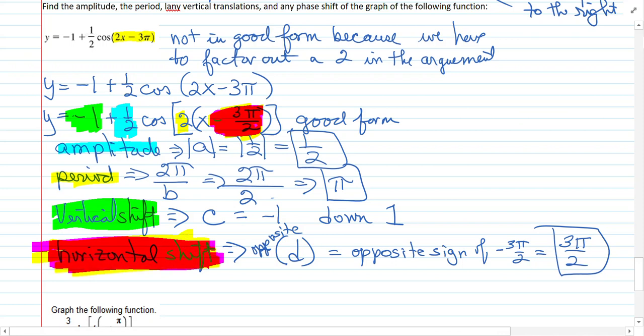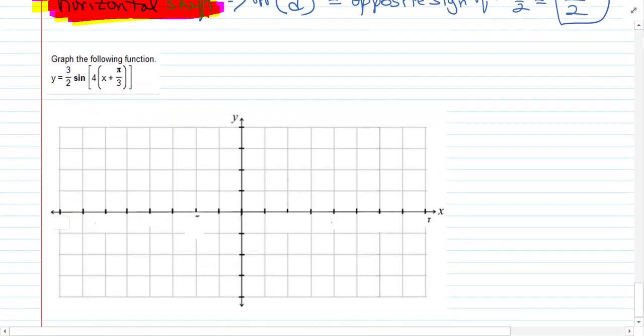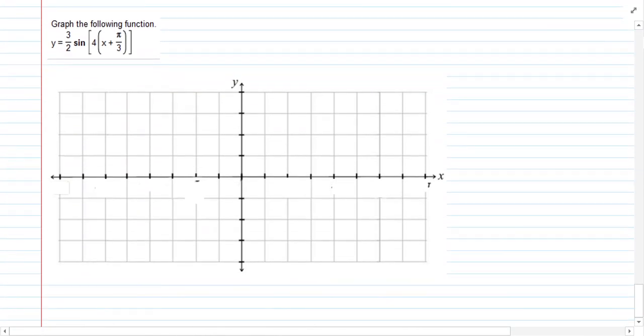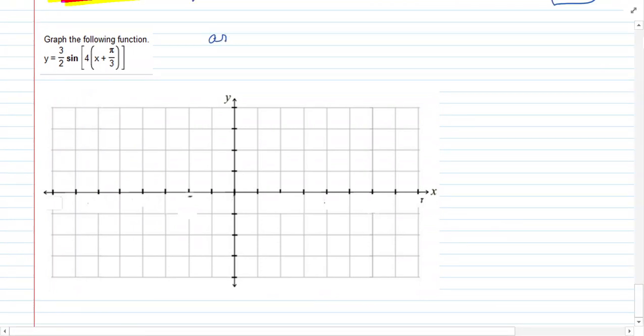All right. So you see where I got all of the values from that formula. And I hope that helps you, because now we're going to do more in graphing. All right. So right here, we have an amplitude of 3 halves. All right. So this means that if this is 1, then this is 3 halves.